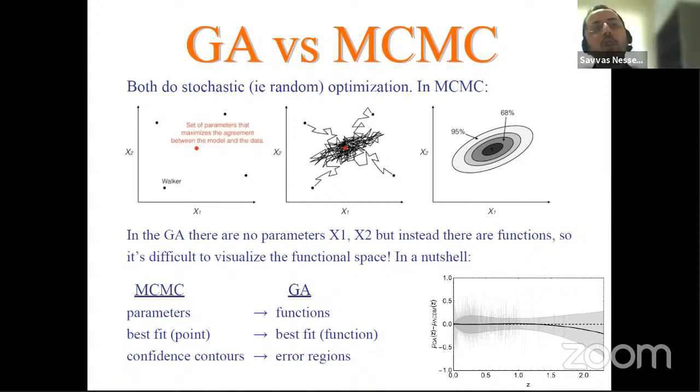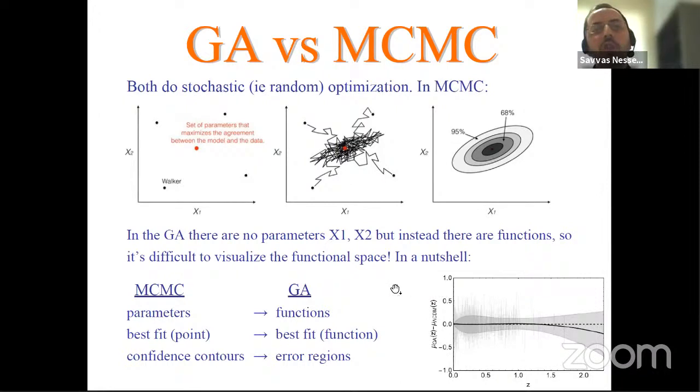However, in the genetic algorithm, there are no parameters like that, but instead you have to visualize in your head that we have functions. Of course, this is a bit difficult to visualize. We cannot really visualize abstract, infinite dimensional functional spaces, but let's assume that here you have a set of functions like sines, cosines, and here you have some polynomials, and you are moving around in this space. And then you can also get, in this case, the best fit, and you can get errors and so on and so forth.